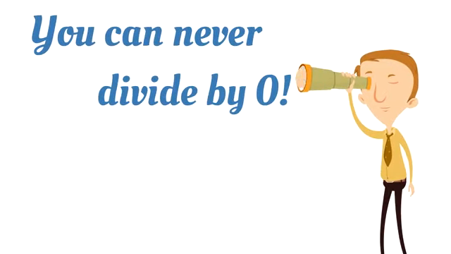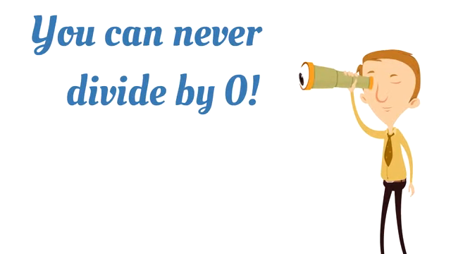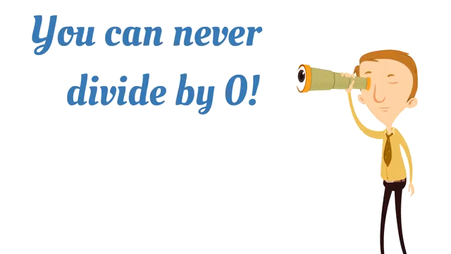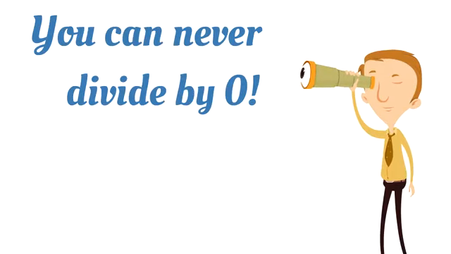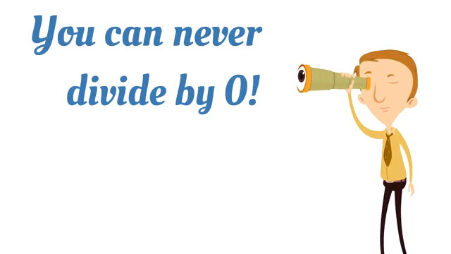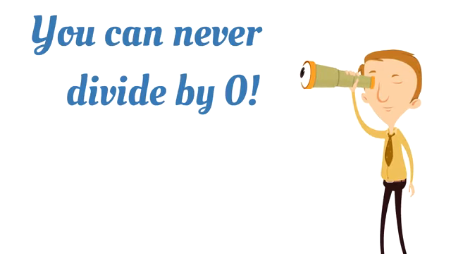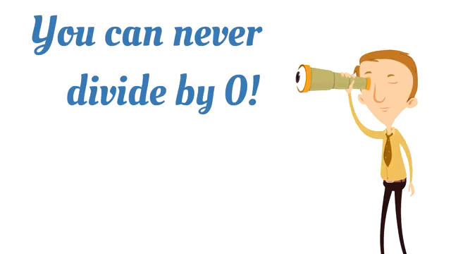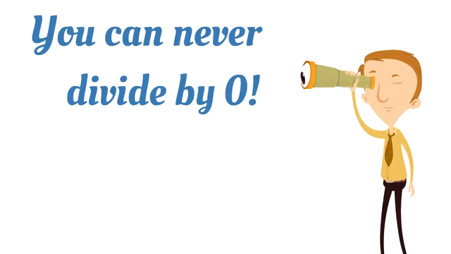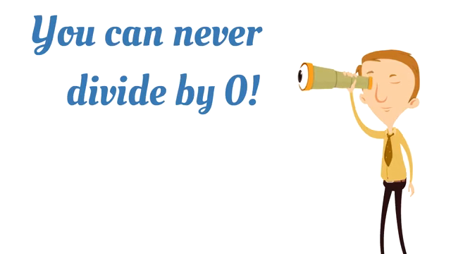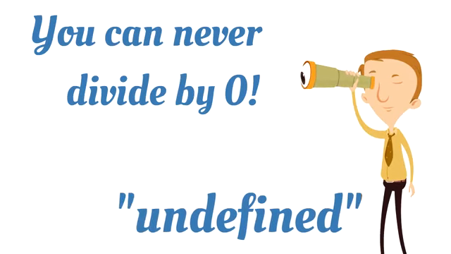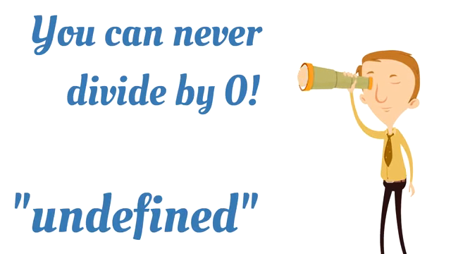The first fact is this. You can never divide by zero. It's true. You can never divide by zero, even if you're a rule breaker and you're like, I'm gonna do whatever I want. You still can never divide by zero. In fact, if a teacher ever gives you a test and you see a problem where you have to divide a number by zero, just write on the test, undefined. Because that's exactly what that answer would be.